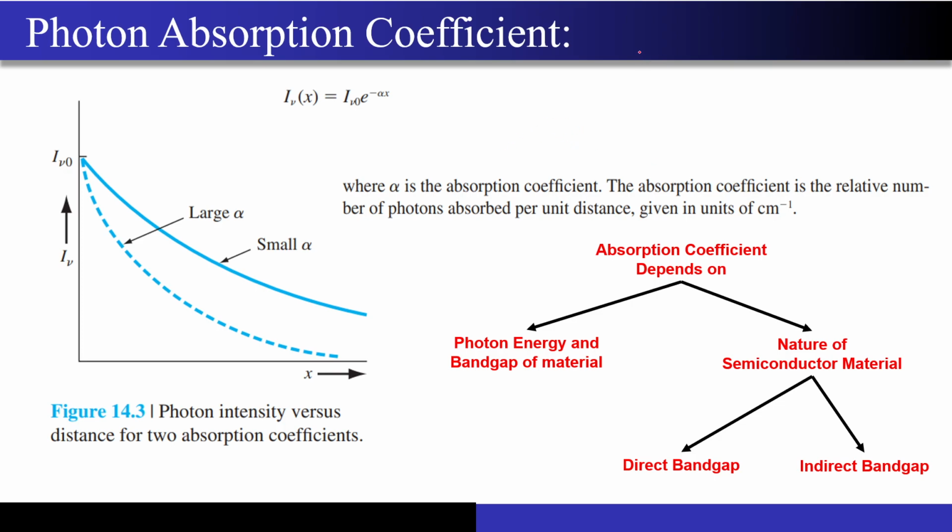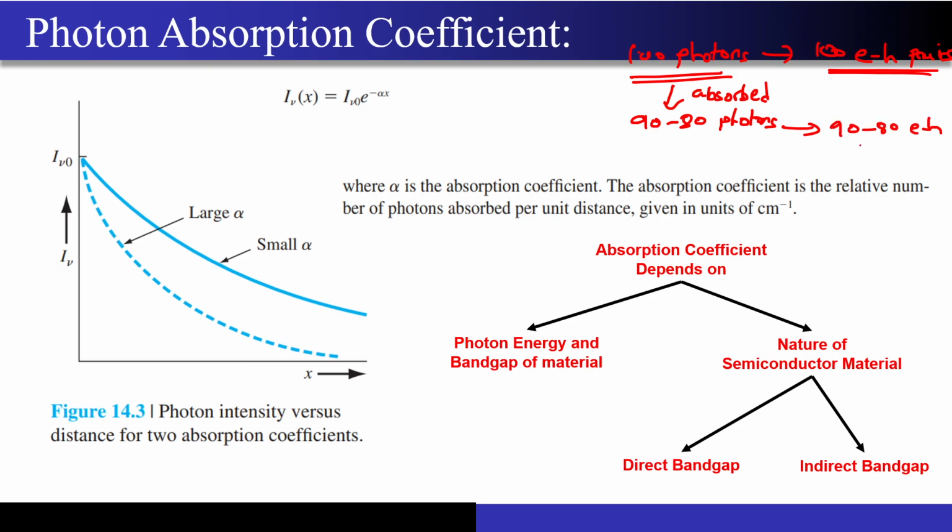If I am shining 100 photons, what we had assumed previously is that 100 electron hole pairs will be generated. This assumes everything to be ideal, but when I shine 100 photons, only some fraction of it will get absorbed. Maybe 90, maybe 80 photons will get absorbed by the semiconductor material, and only those absorbed photons will generate the electron hole pairs. So I have to take this factor into account, or else all my calculations will go to waste.